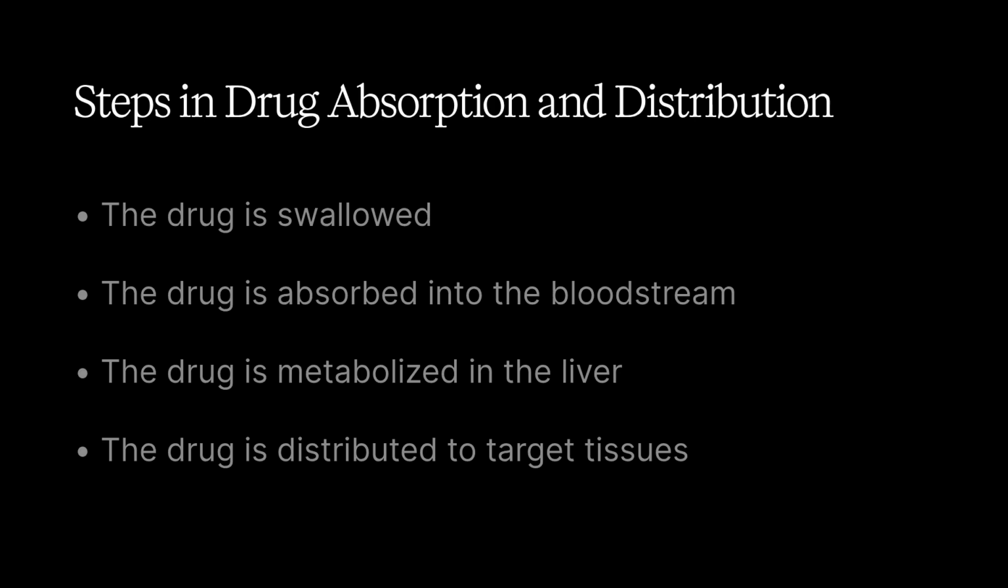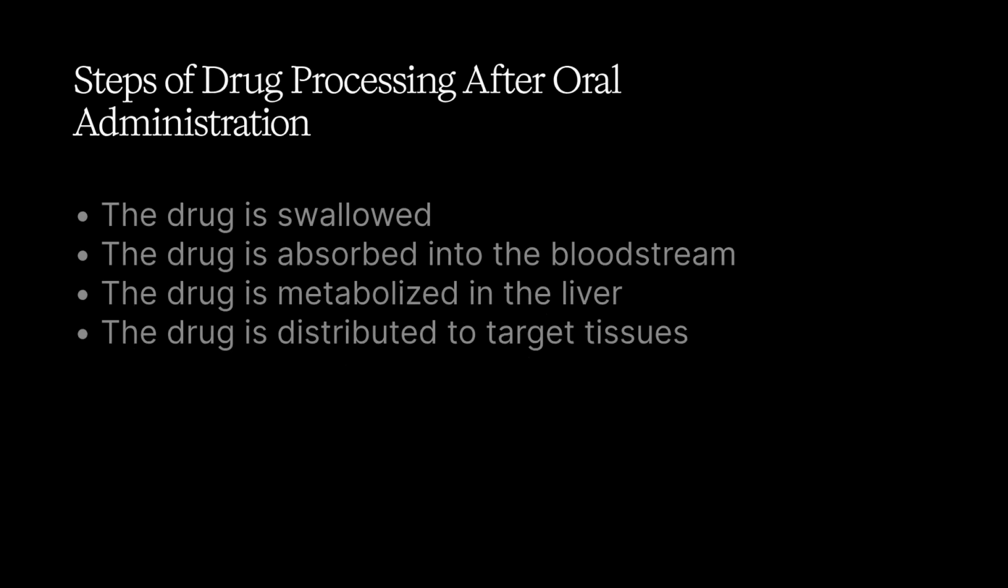A nurse is explaining the process of drug absorption and distribution after oral administration. Place the following steps in the correct order. Take a moment to arrange these steps in the correct sequence. The correct order is 1. The drug is swallowed. 2. The drug is absorbed into the bloodstream. 3. The drug is metabolized in the liver. 4. The drug is distributed to target tissues.